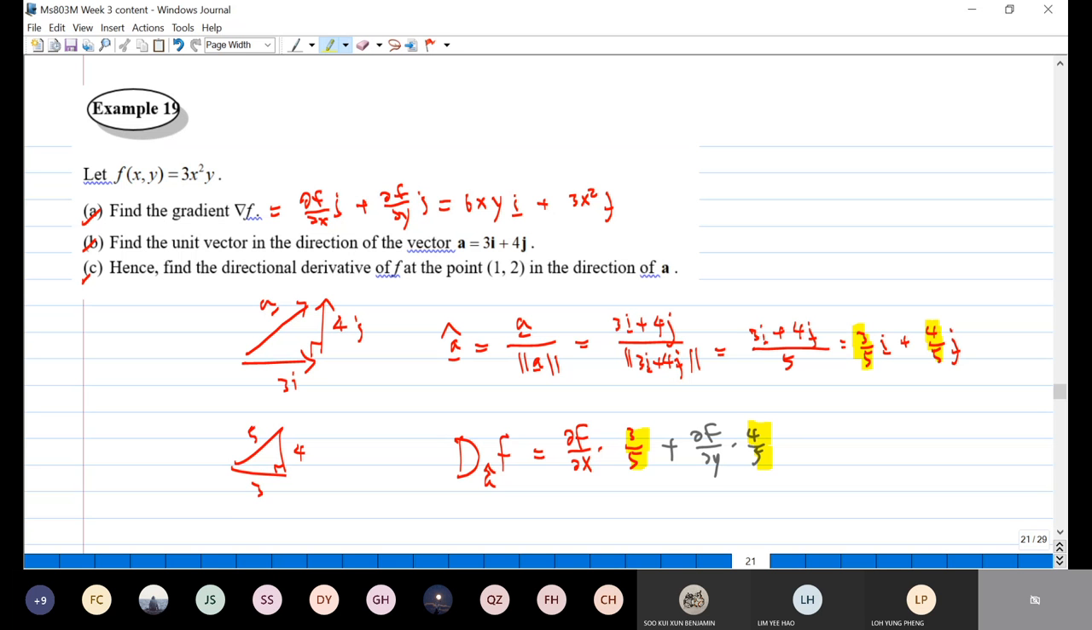So for x equal to 1, let's see what this thing is. 6 times 1 times 2 is what? So the first term is actually 6 times 1 times 2, times 3 over 5, plus the partial derivative with respect to y, which is 3 times x squared, 3 times 1 squared, times 4 over 5. So then you press the calculator. 12 times 3 over 5, plus 3 times 4 divided by 5. Okay, 48 over 5.